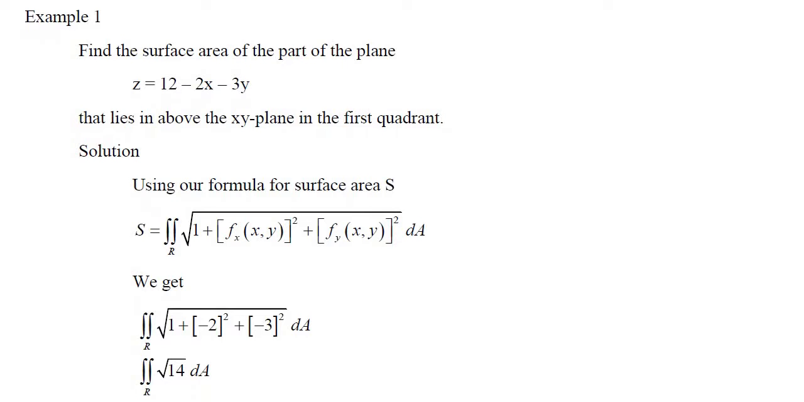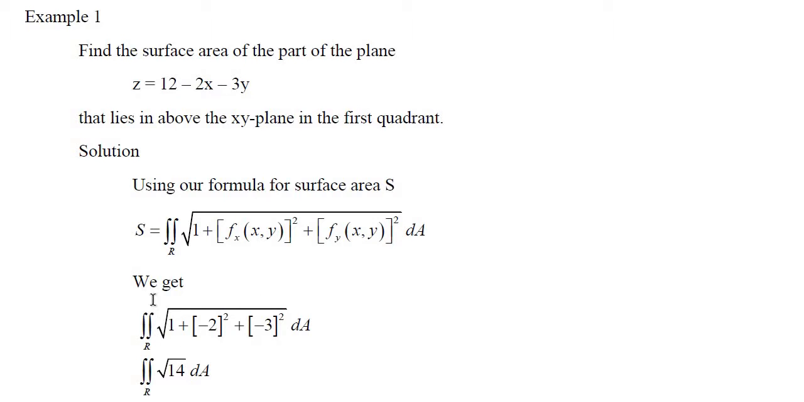Alright, so example 1. Find the surface area of the part of the plane z is equal to 12 minus 2x minus 3y that lies above the xy plane in the first quadrant. So let's take a look at our solution. Using our formula for surface area, S is equal to the iterated integral over our region of the square root of 1 plus the derivative of f with respect to x squared plus the derivative of f with respect to y squared, integrating across that area.